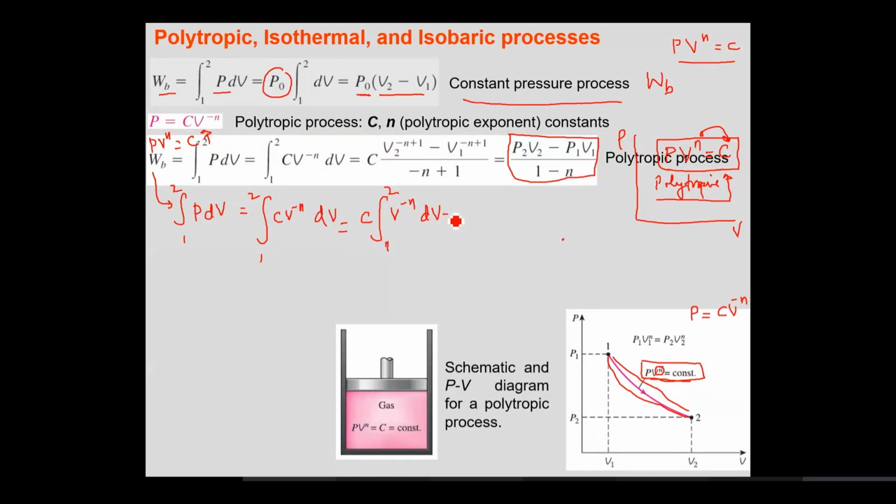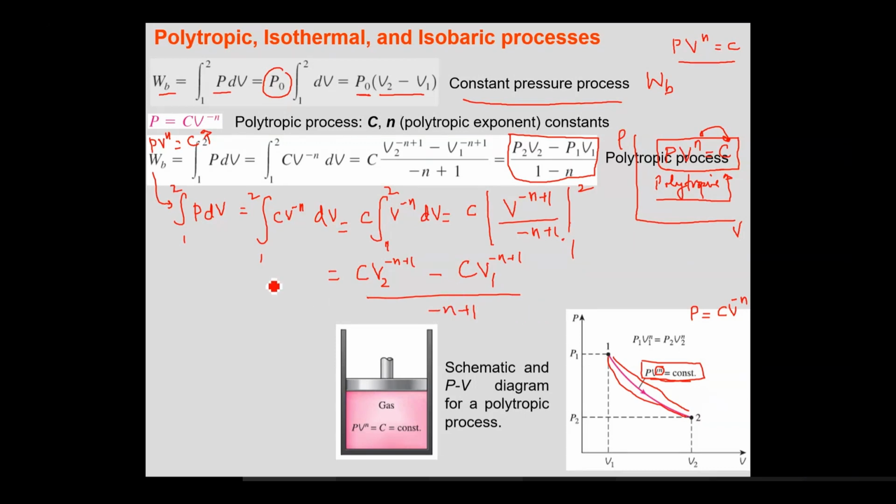And this I can further write as the constant C into V to the power minus n plus 1 over minus n plus 1, once I have taken the integral from 1 to 2. And this could be written as C multiplied by V2 to the power minus n plus 1, minus C multiplied by V1 to the power minus n plus 1, whole over minus n plus 1. Is it clear so far? Up to this point, is it clear?